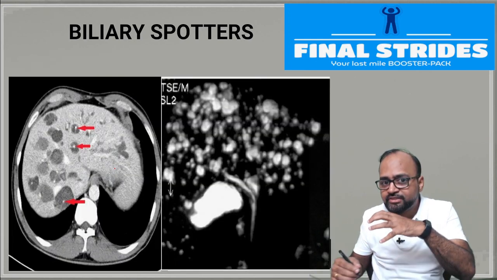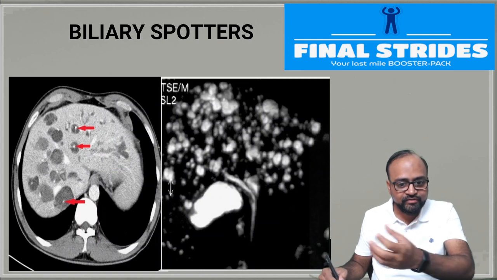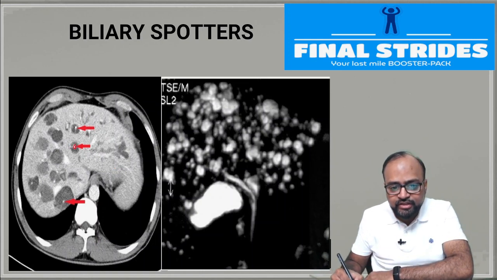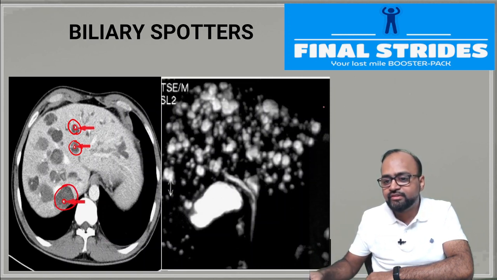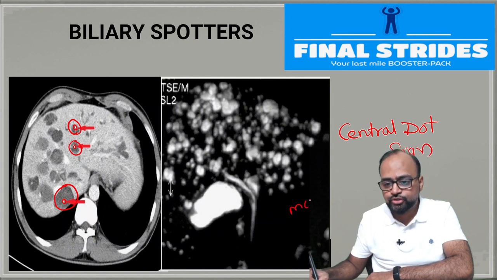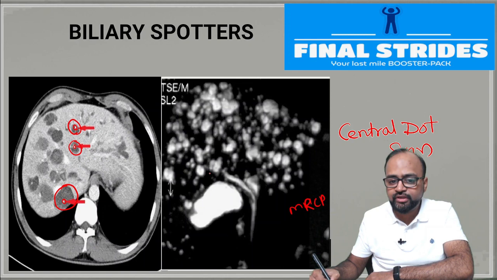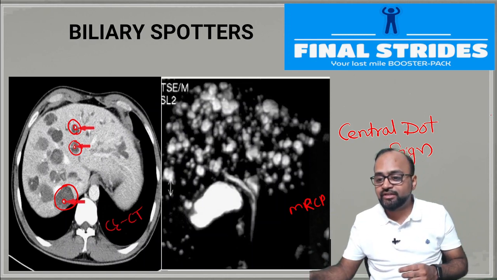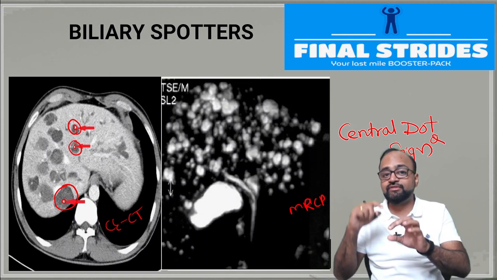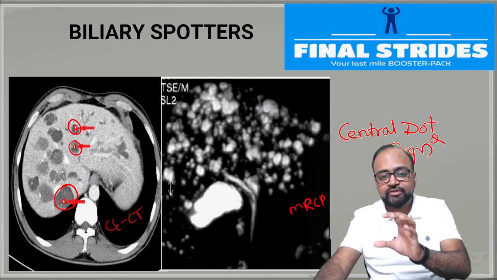If you see multiple cysts scattered throughout the liver, and you see an enhancing vessel within it, can you see a cyst and a vessel within it? This is called the central dot sign, right? This is an MRCP image showing you multiple cysts within the liver. This is a contrast enhanced CT image showing you the central dot sign, that is a cyst, because there is a vascular pedicle traveling within it, within the biliary cyst.